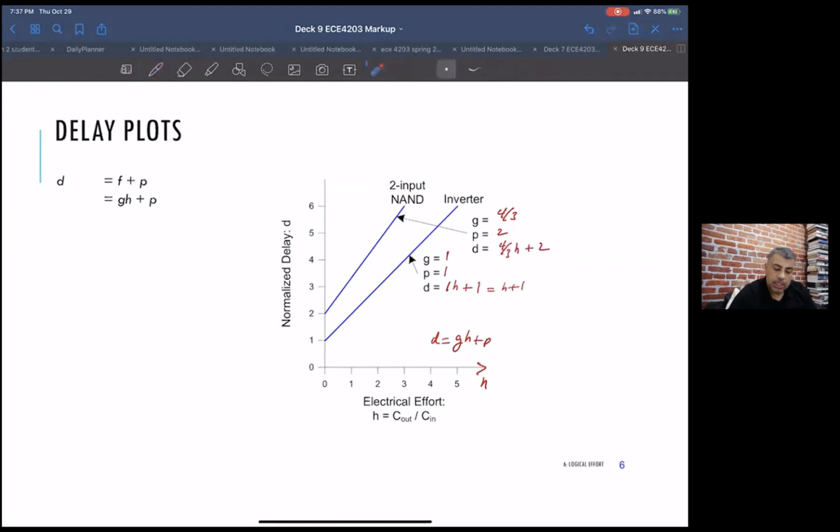So what does this mean? It means that for an inverter, this is the delay, so the less the better. Given a certain loading, an inverter has less delay than a 2-input NAND gate, and it tells you by how much. And as the loading goes up, the NAND gate has a harder and harder time driving that loading than the inverter, which always does better.